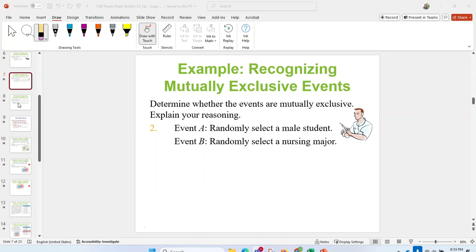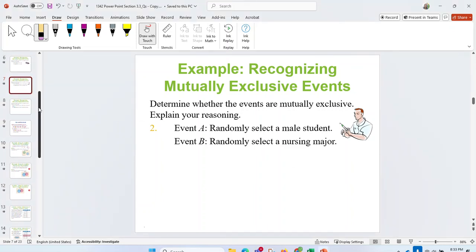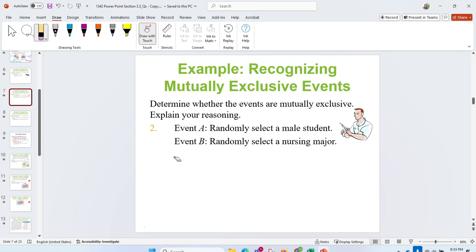Sometimes I also tell my female students, if you have a boyfriend and you tell them, I want a mutually exclusive relationship, what does that mean? That means if you are dating someone, you don't want to date someone else. So that would be mutually exclusive, right?